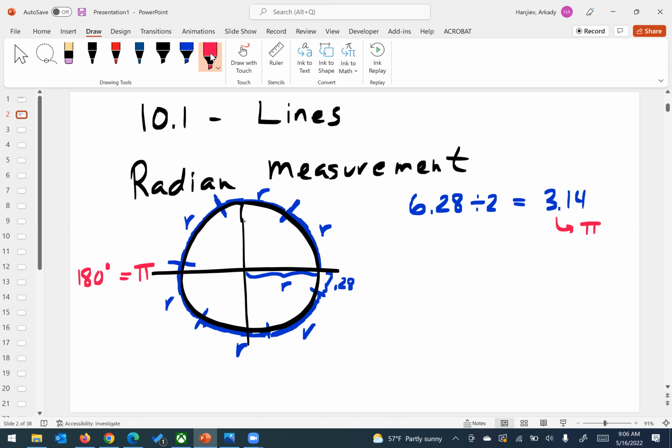Okay, if you divide it in half again, this is 90 degrees. You guys tell me here, 90 degrees is the same thing as what? Pi over 2, okay. Then over here, 0 degrees is the same thing as 0. Is that okay?